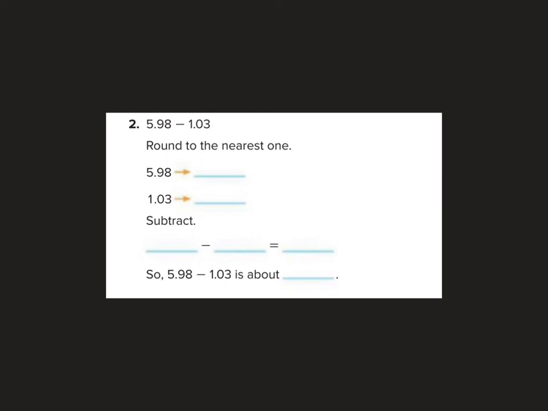Alright, this is the last one I have. We're going to round to the nearest 1. So underline the 5, circle the 9, rounds up to 6. Underline the 1, circle the 0, round down to 1. 6 minus 1 is 5. So 5 98 hundredths minus 1 3 hundredths is about 5.